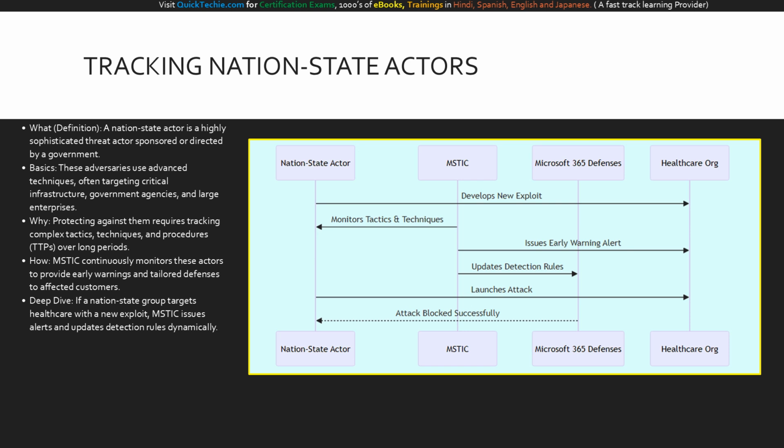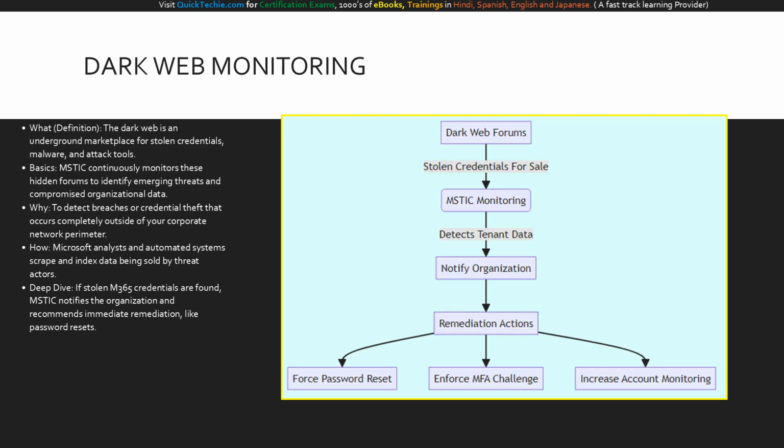This sequence diagram maps the lifecycle of defending against a nation-state attack. As the nation-state actor develops a new exploit targeting a healthcare organization, MSTIC is already actively monitoring their tactics and techniques. MSTIC acts immediately, issuing an early warning alert to the targeted organization while simultaneously updating the detection rules within the Microsoft 365 defenses. When the nation-state actor finally launches the attack, the updated M365 defenses seamlessly block it, keeping the organization secure.